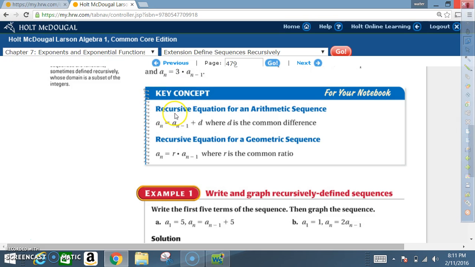Key concepts, so let's get this in our notes. Recursive equation for an arithmetic sequence: a sub n is equal to a sub n minus 1 plus d, where d is the common difference. Recursive equation for a geometric sequence: a sub n is equal to r times a sub n minus 1, where r is the common ratio.